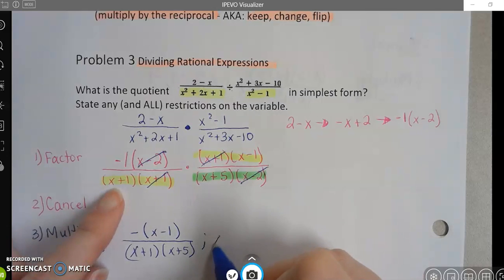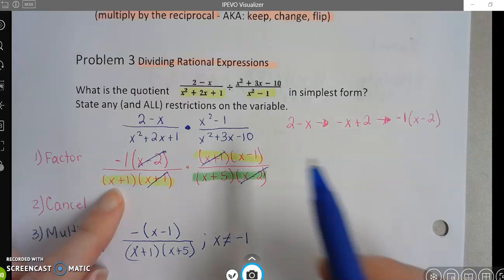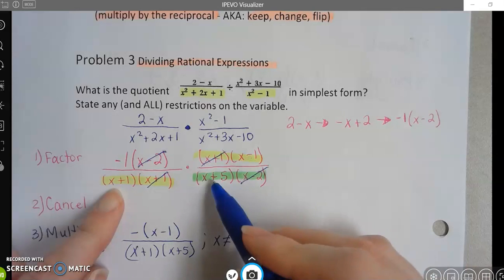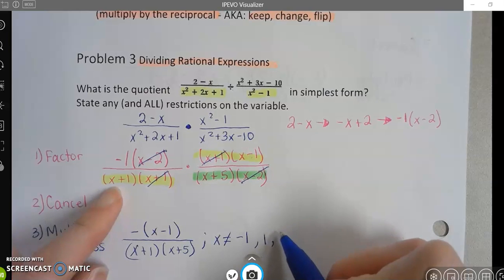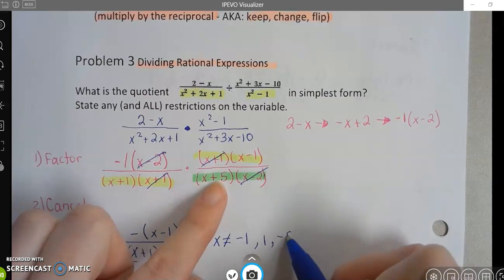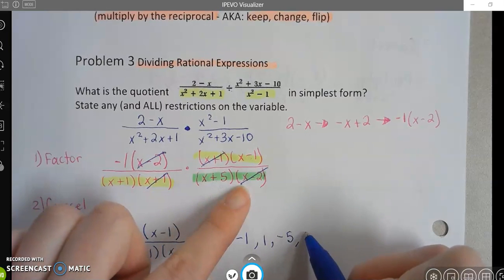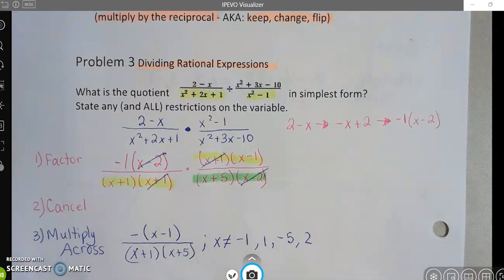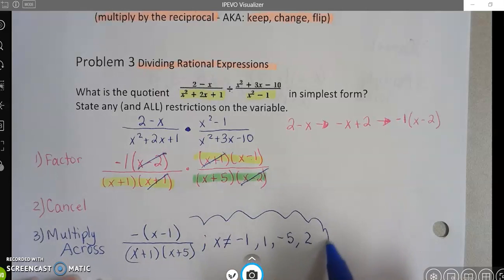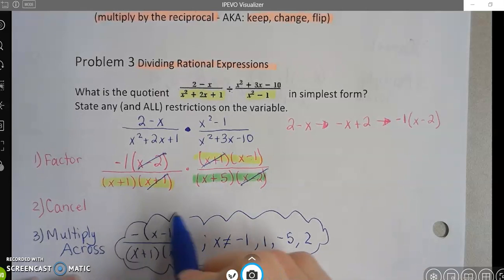So for this denominator, x cannot equal negative 1. For this, which used to be a denominator, x cannot equal positive 1. And then for this denominator, x cannot equal negative 5 or positive 2. Now that you have multiplied across and written your restrictions, you have finished the division of this problem.